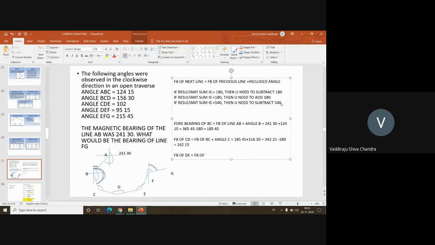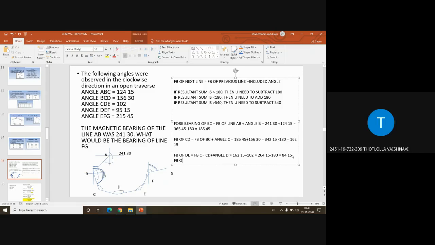Then forebearing of DE is equal to forebearing of CD plus angle D. Forebearing of CD you have calculated now as 162.15 plus angle D is given as 102. What is the answer? 264 degrees 15 minutes, sir. It is greater than 180, so subtract 180. 84 degrees 15 minutes, sir.